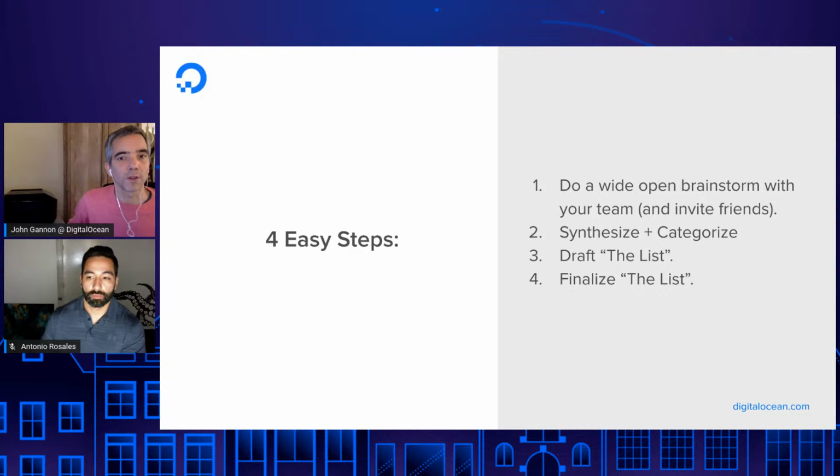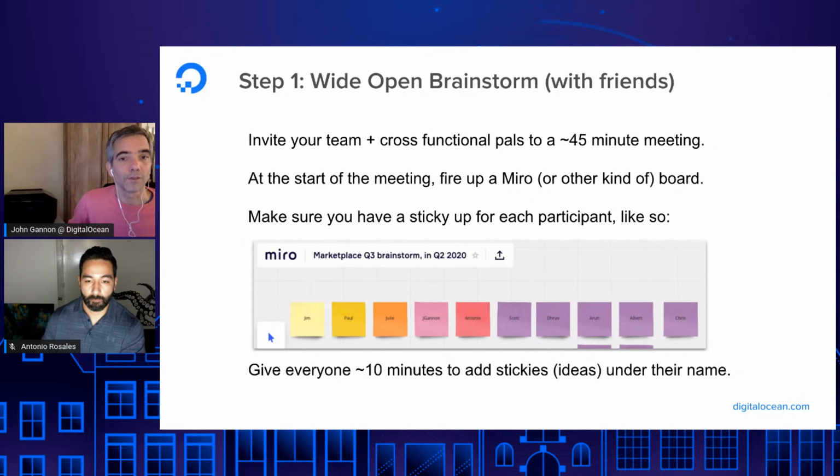Then after the brainstorm, you're going to synthesize and categorize the items that came out in that brainstorm. It's only at that time you're going to do step 3, which is drafting the list. And then the 4th step is finalizing the list. So step 1, the wide open brainstorm, and do it with friends.